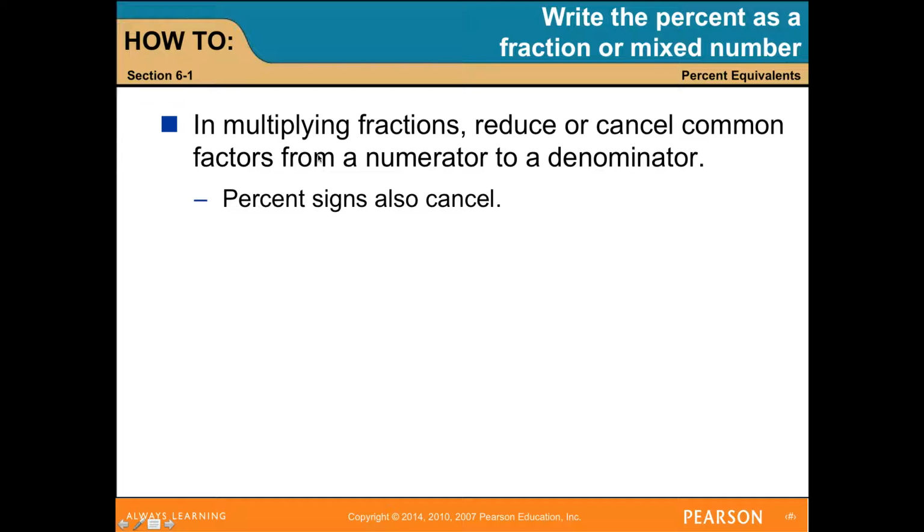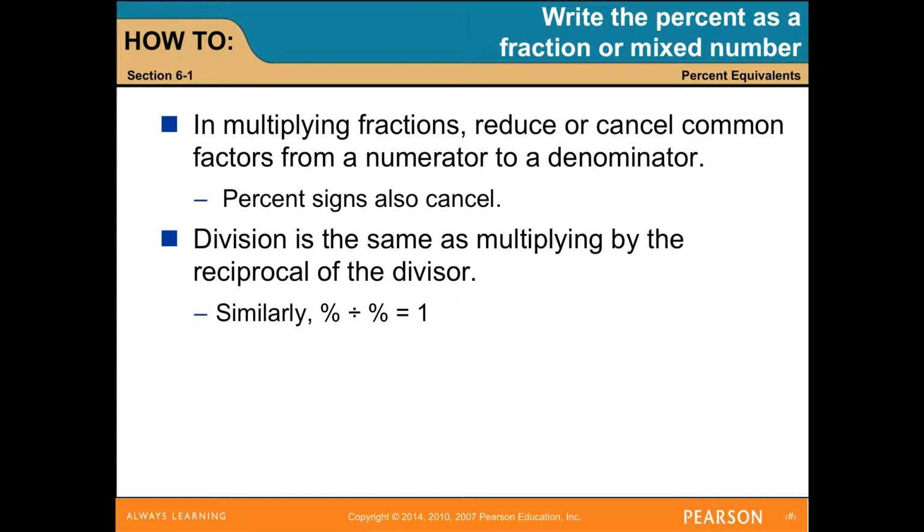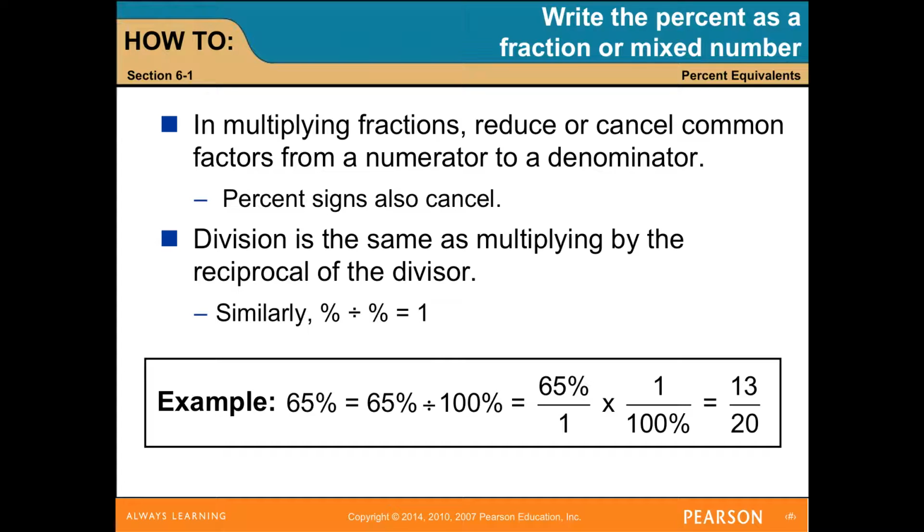In multiplying fractions, reduce or cancel common factors from a numerator to a denominator. Percent signs also cancel. Division is the same as multiplying by the reciprocal of the divisor. Similarly, percent divided by percent equals 1. As an example, 65% divided by 100%.